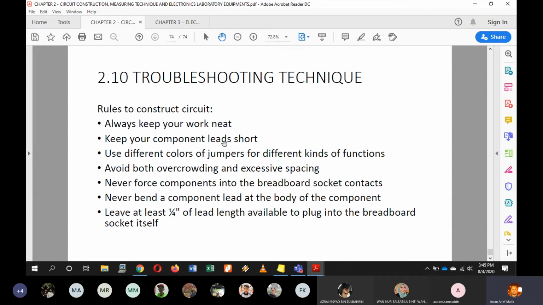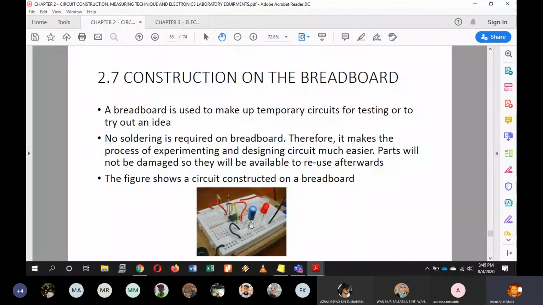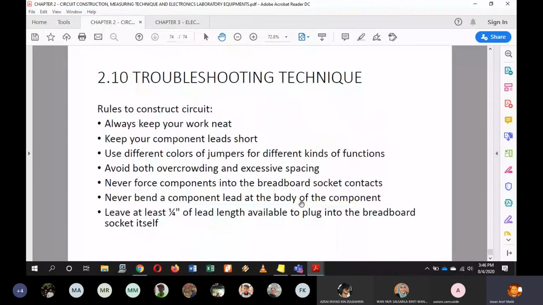Keep your component leads short. Okay, so you dah cucuk dia macam ni, make sure jangan terjuntai panjang-panjang. Okay, just keep them short to make sure that it is neat. And then kalau dia panjang terjuntai, then it is easier for you to touch them. Senang terjatuh, tersenggol ke apa, so dia senang nak patah atau tercabut lah.